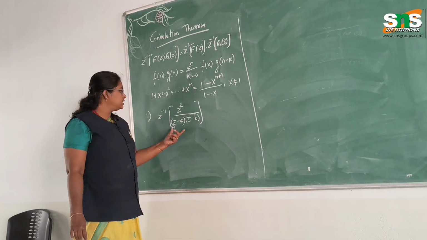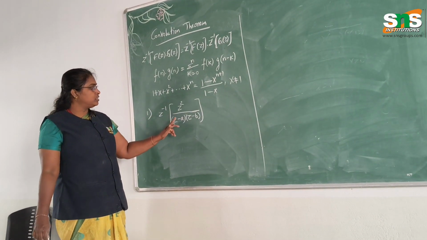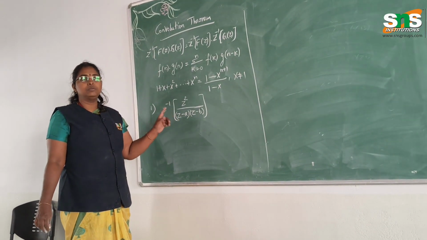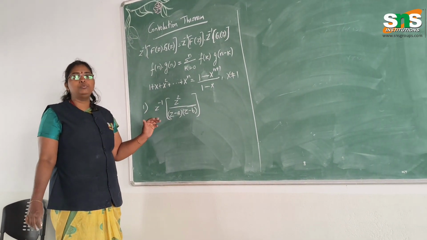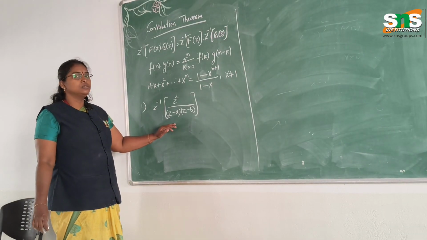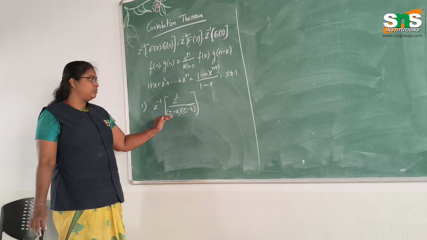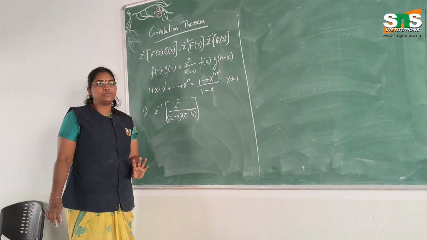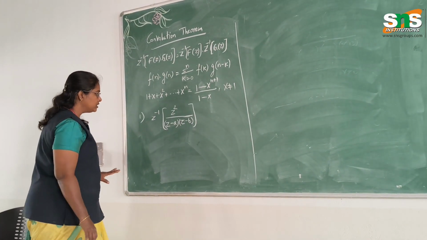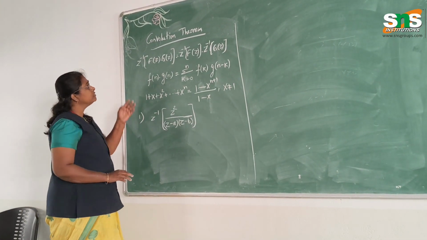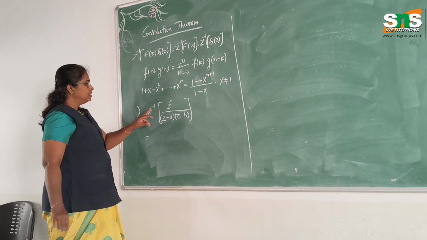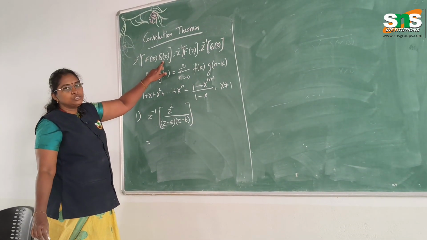Okay, so let us check this sum: Z inverse of z square divided by (z minus a)(z minus b). We want to check whether it is solved using the convolution theorem or partial fractions. Here we are using the convolution theorem to solve this sum. The same process can be done for general partial fractions also. So I am going with the convolution theorem. What is the first step? We want to split it into two functions.